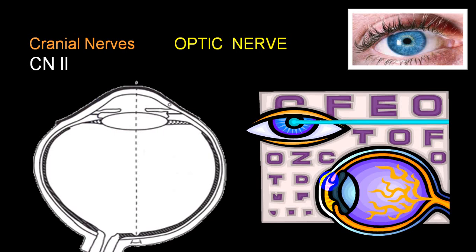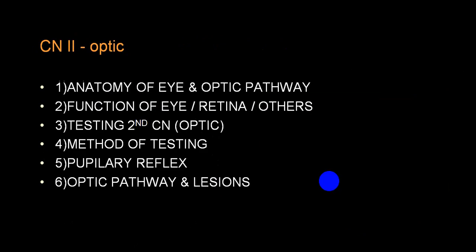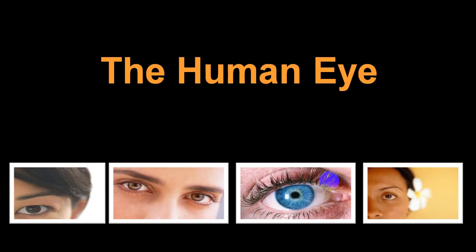So in today's lecture, we'll be dealing with the optic nerve, what the parts of the optic nerve are, what the parts of the eyeball are, what the functions are, etc. So we'll be dealing with anatomy, function, method of testing. Pupillary reflex and optic nerve pathway and lesions will be dealt with in the next lectures.